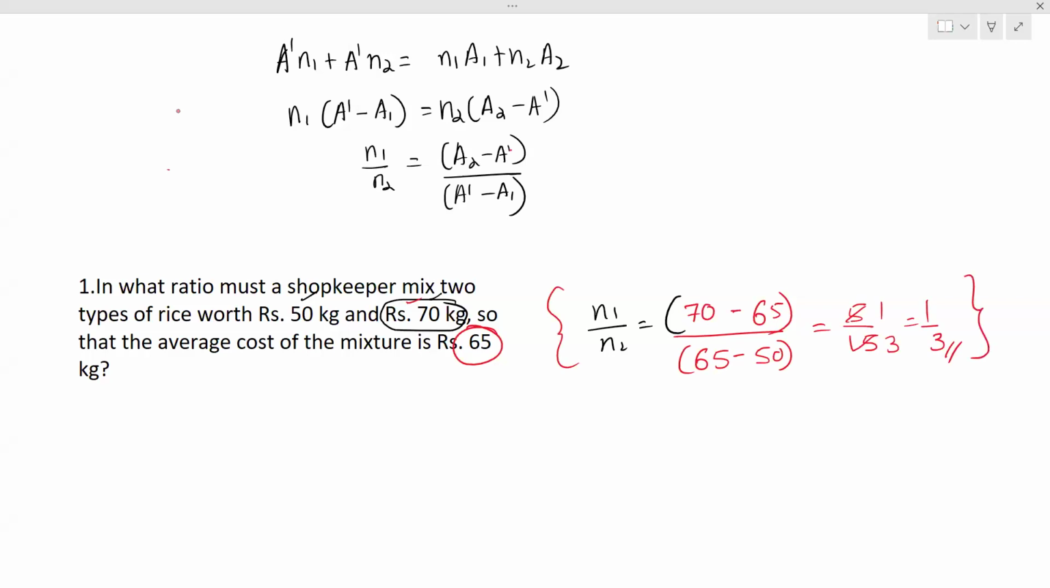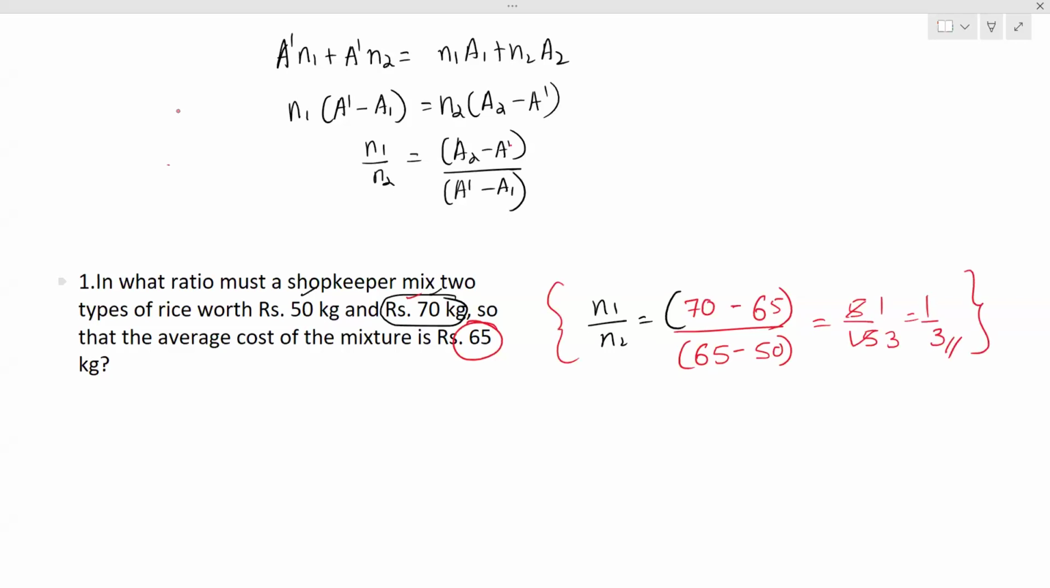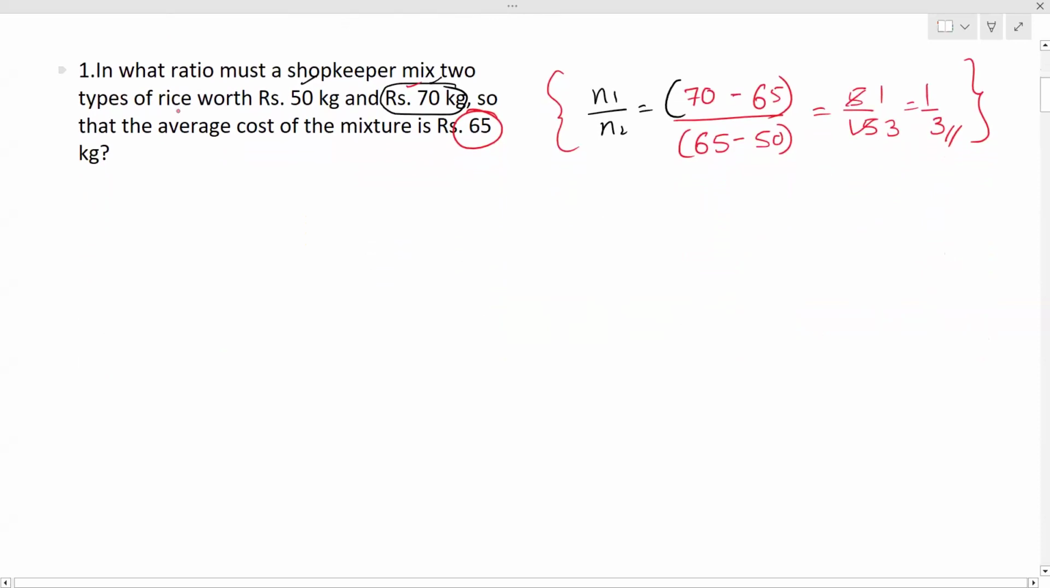Or how do I determine what is what? Simple. Just write it down in this fashion. Okay, everyone pay attention towards the screen. It is very easy, just that you got to pay a little attention towards the screen. Okay, in what ratio must a shopkeeper mix two types of rice worth rupees 50 a kg?